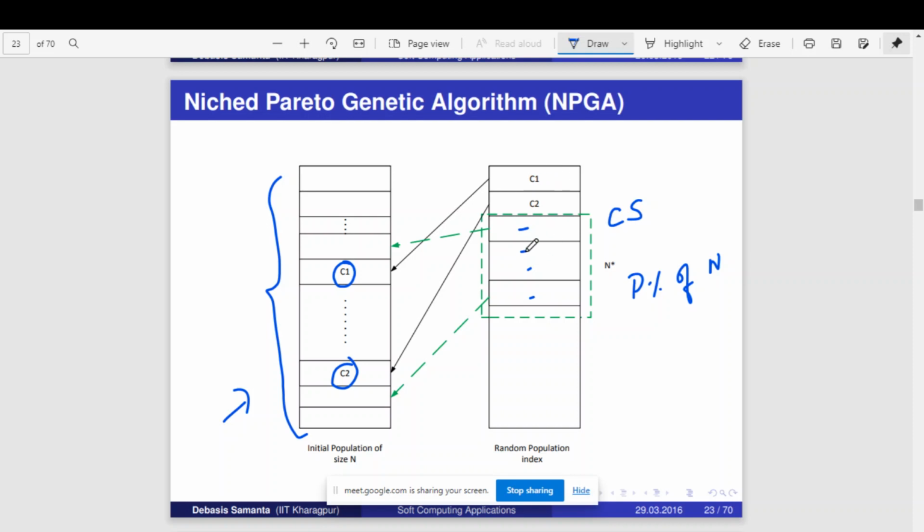If C1 dominates everyone in the comparison set, and C2 does not dominate everybody in the comparison set, then C1 will be the winner. If it is the other way around, if C2 dominates everybody in the comparison set and C1 does not, then C2 will be the winner. So these are two cases. What are the other two cases possible? Could someone say?